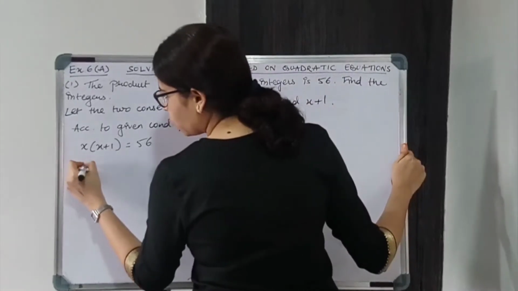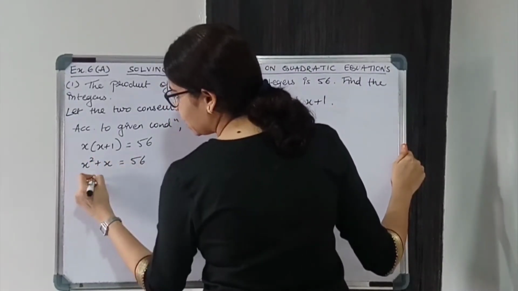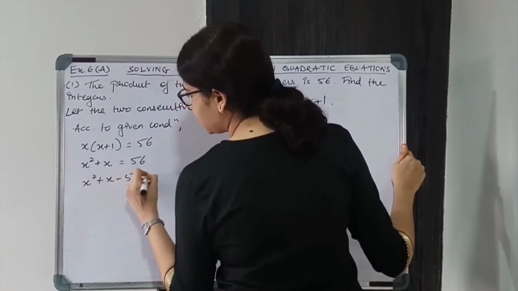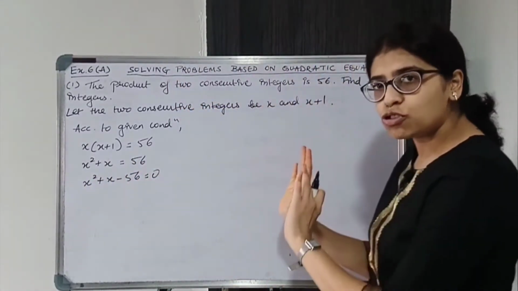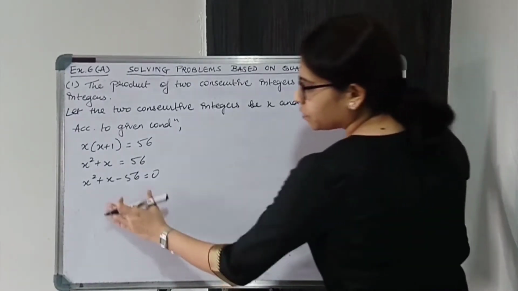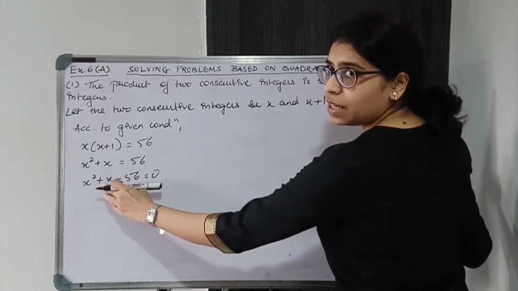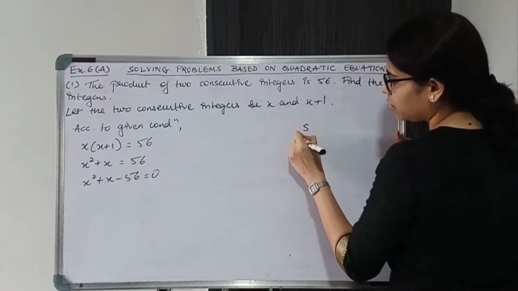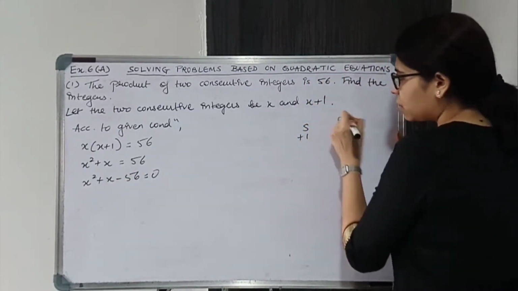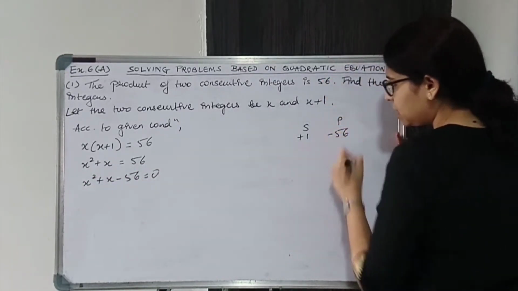Okay. So x square plus x is equal to 56, and x square plus x minus 56 is equal to 0. You shift everything to the LHS. Okay. Now we need to find the factors. So sum is b. Okay, तो sum क्या है? Plus 1 है. Product क्या है? 1 into minus 56 gives minus 56.